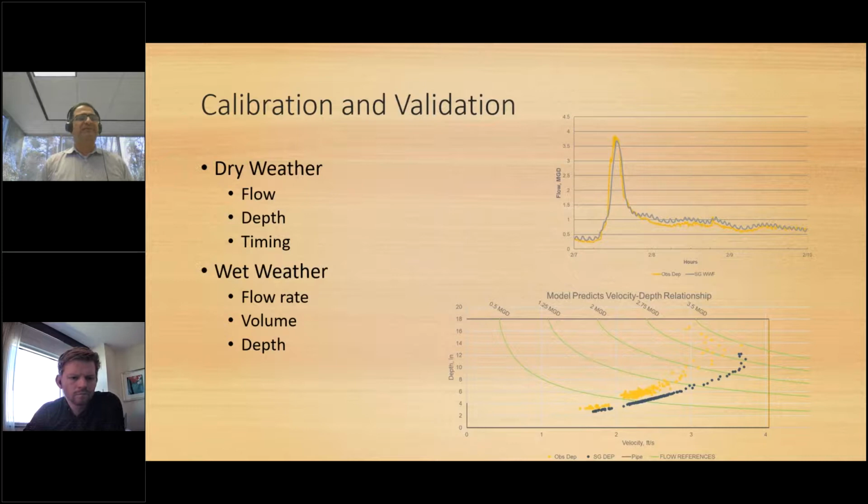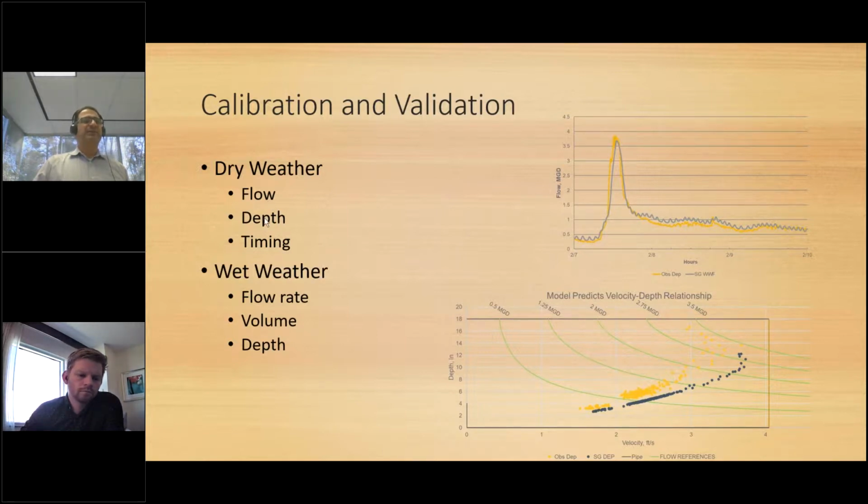pretty much all values you can think of are produced in the InfoSWMM results, whether it's a ratio of flow to full pipe flow to design flow, depth to diameter, or total depth, whatever it is, it's there. So decide on what you want to calibrate to. For dry weather, we look at the flow as well as the depth.